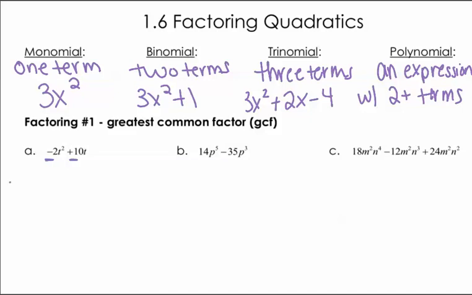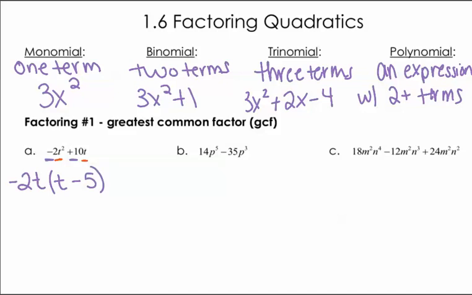So when I take out a -2, now I'm also going to look at the variables, and I'm going to notice I have t squared and t. Well, t squared means that I really have two t's. So I have two t's in my first term and one t in the second. So they each have one t in common. So my GCF would be -2t. So what I would be left with is t minus 5.